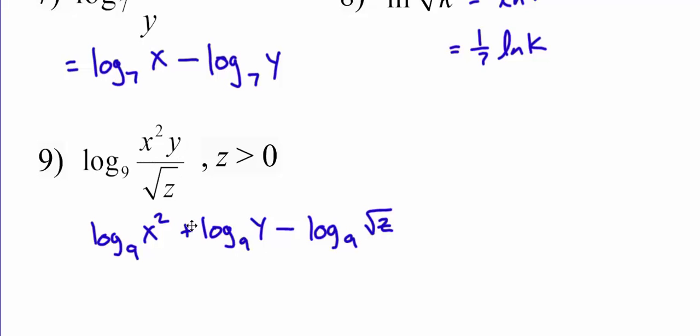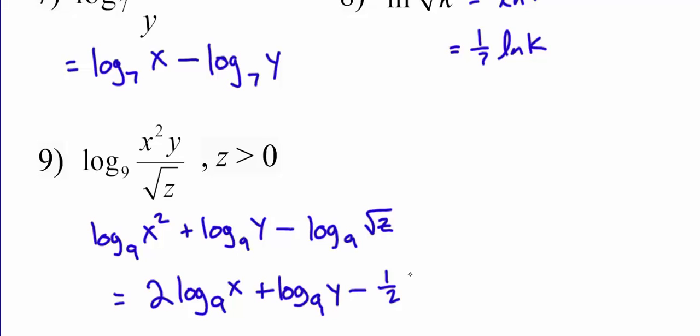Now again, the multiplication led to addition, the division led to subtraction. Okay, now the only other thing we need to deal with here is a couple of these terms have exponents, so we're going to rewrite those. So the first one, instead of log base 9 of x squared, we're going to bring that 2 out in front. So we've got 2 times the log base 9 of x plus the log base 9 of y minus, and again I have an exponent here in disguise as a square root symbol, so minus 1/2 log base 9 of z.